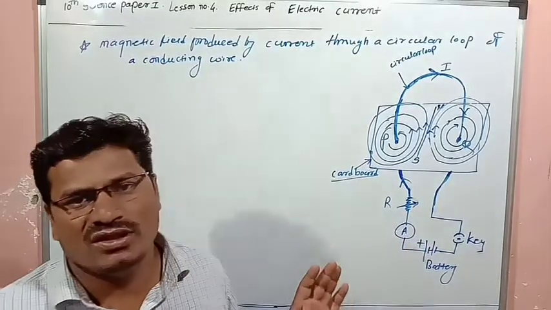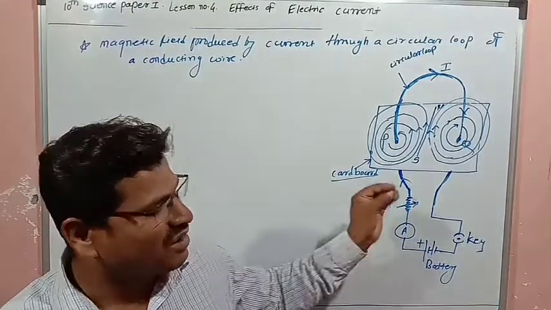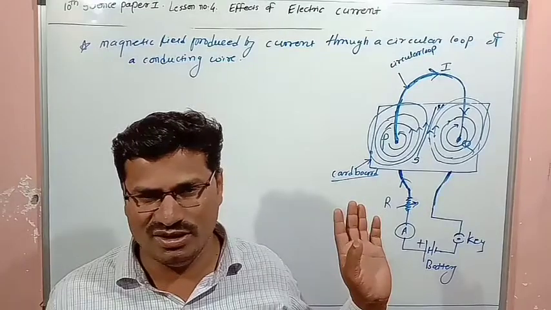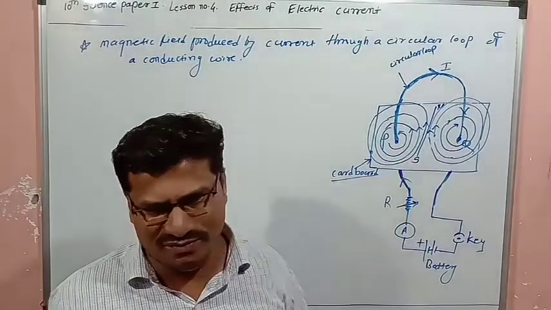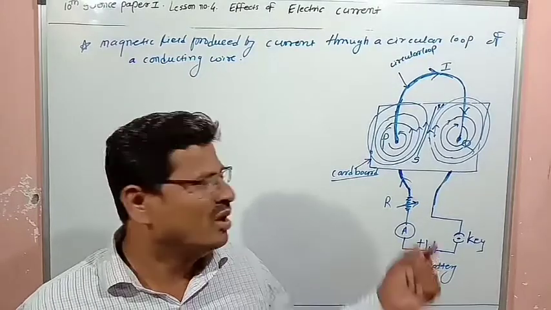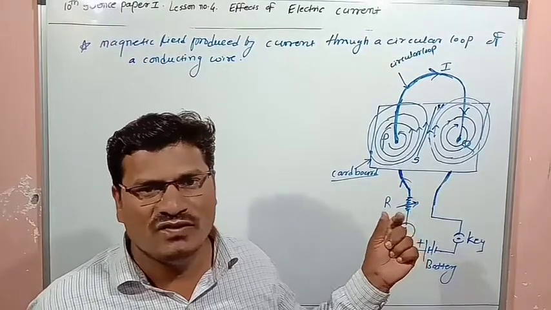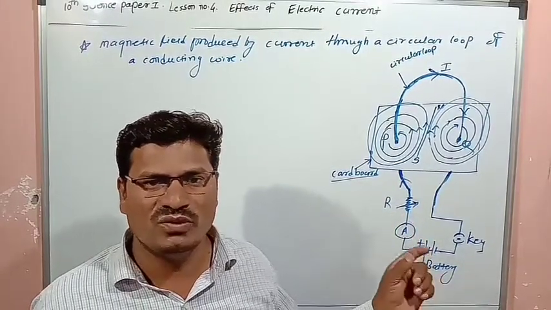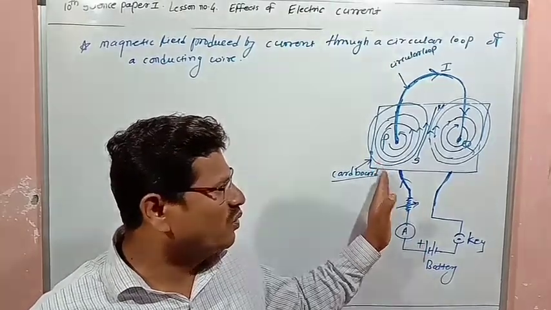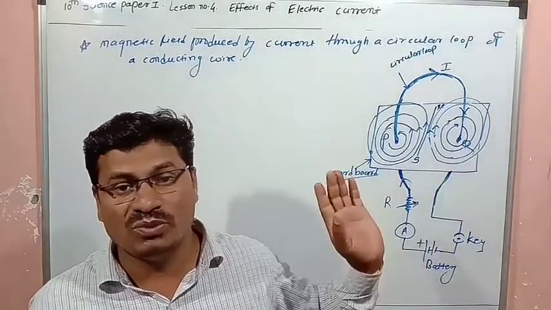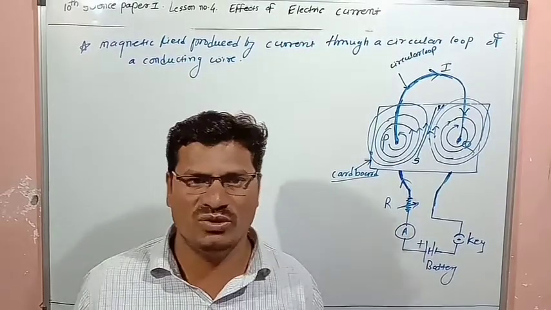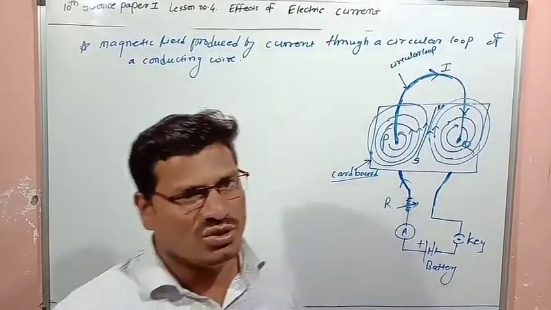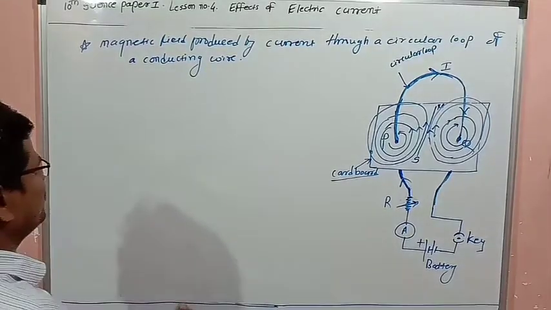And the last point is that if you take n number of turns or n number of loops, the magnetic field or magnetic lines of force produced will be n times that produced by a single loop. That means it will increase, its multiplication takes place. So whatever points are there, we'll write these points.